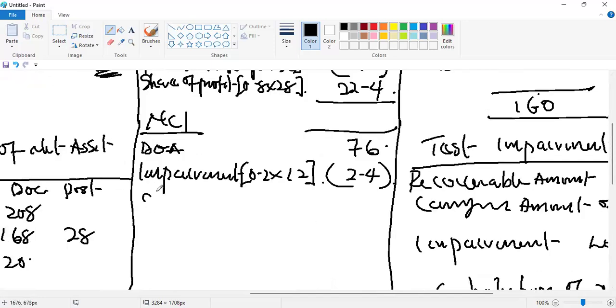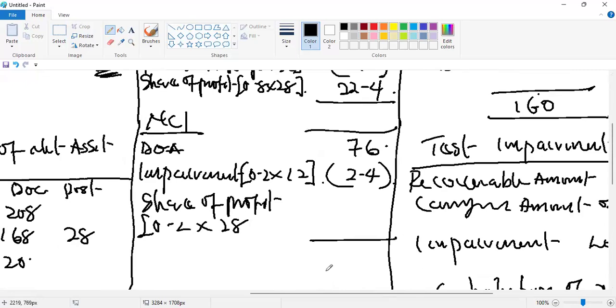Then NCI will collect the balance of the share of profit, 0.2 times 28. What does it give us? 5.6. So I can now add them together. Can you give me the figure? 79.6.